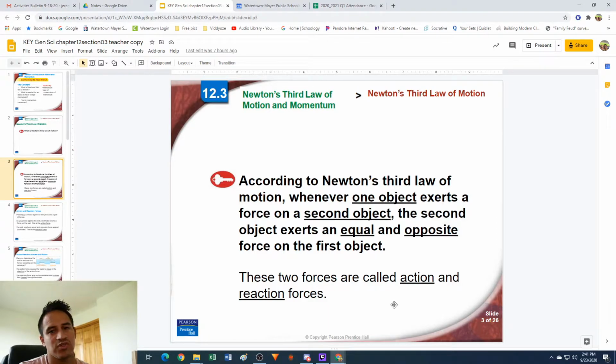Okay, so these forces are called action and reaction forces, and this occurs everywhere. Okay, so any force that you could possibly think of always will have an action and reaction force. Okay, so all forces come in pairs. There will never be a force that's just by itself. So let's take a look at some examples of what we mean here.